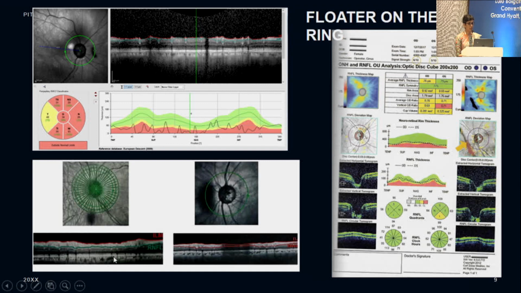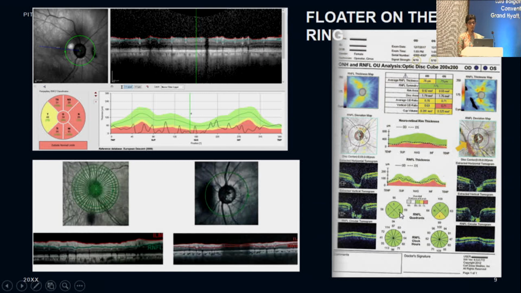A floater which is present outside the measuring ring does not affect the scan, but a floater straddling the measuring ring causes an algorithm failure, a poor acquisition of the scan, and you can see that this area is now very thin and it is falsely thin.